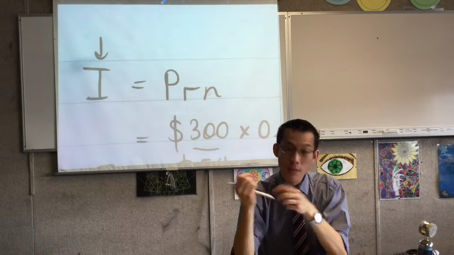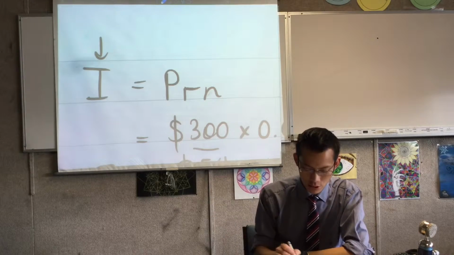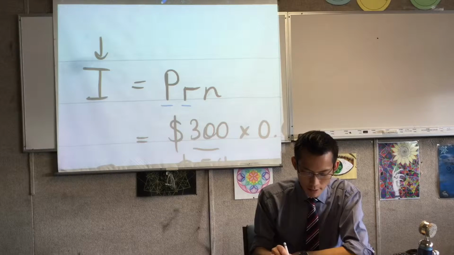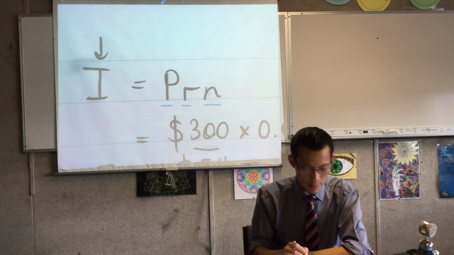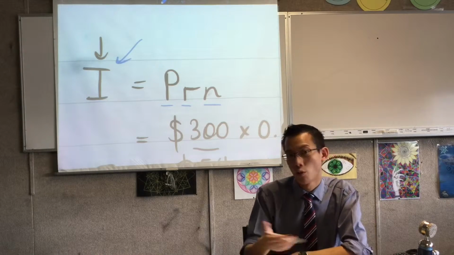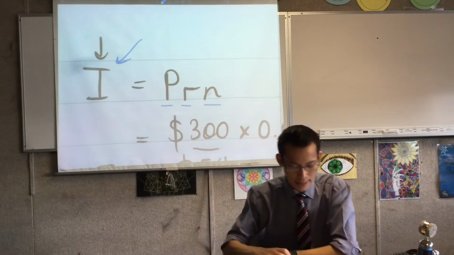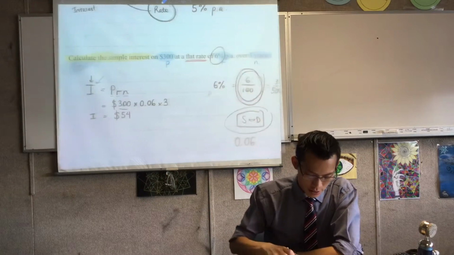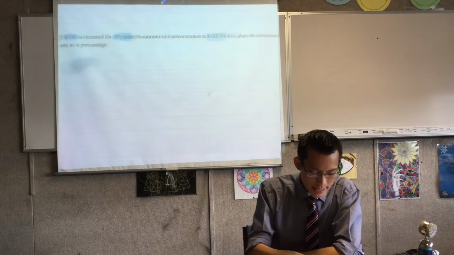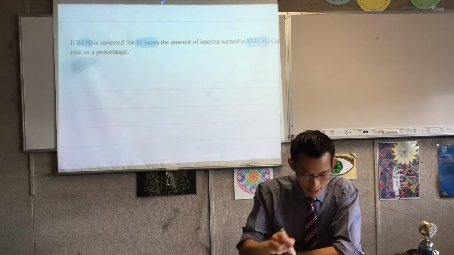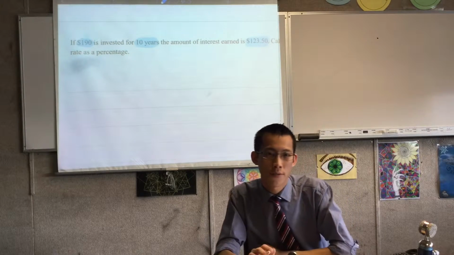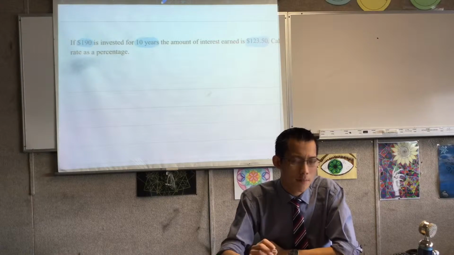Okay, so in the first case, the first question that we did just now, you get given P, R, and N. So therefore, you just substitute them in, and that gives you the final answer, which is already over on the left-hand side by itself. But look carefully at this next question that we're doing here. It says $190, 10 years, $123.50. What do each of these numbers mean?